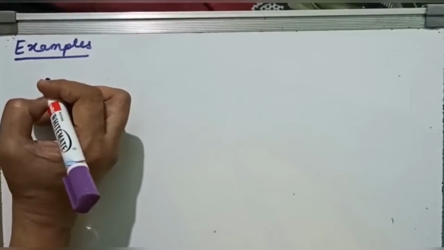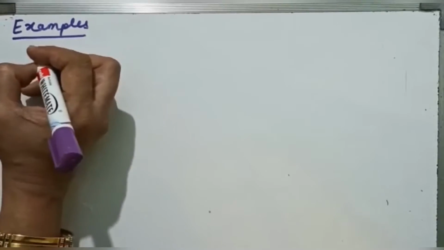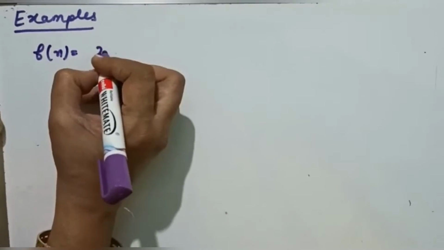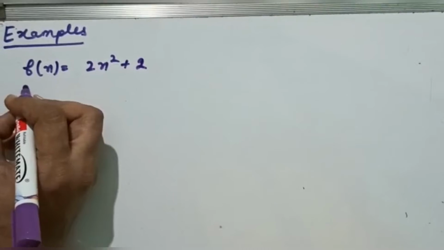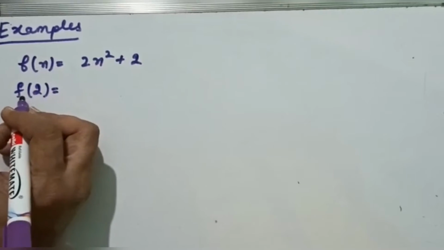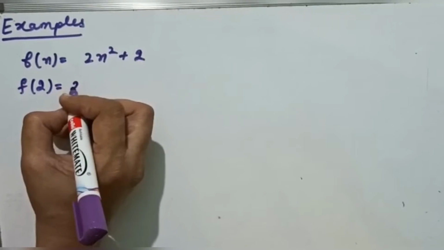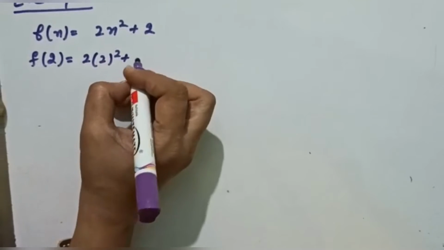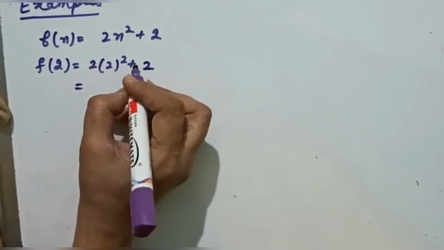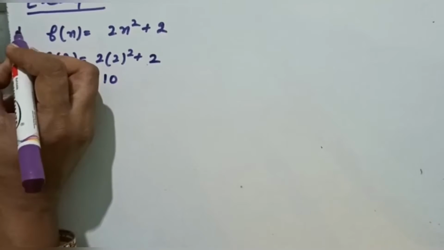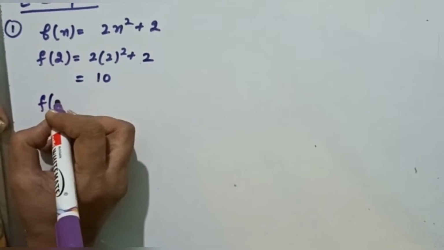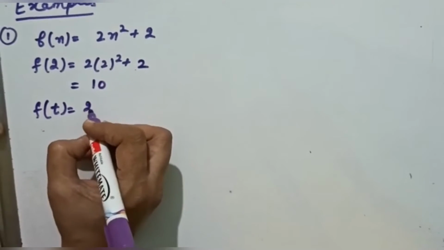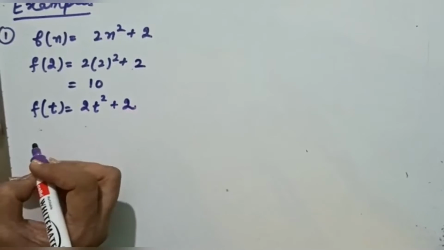Now there are some more functions which we will discuss later on. Before that, there are some examples. For example, fx is equal to 2x square plus 2. And the question is calculate f2. f2 means put x is equal to 2 here. So 2 times 4 is 8, 8 plus 2, 10 is our answer. Similarly, if the question is calculate f of t, in the same example, f of t means replace x by t. It is 2t square plus 2.